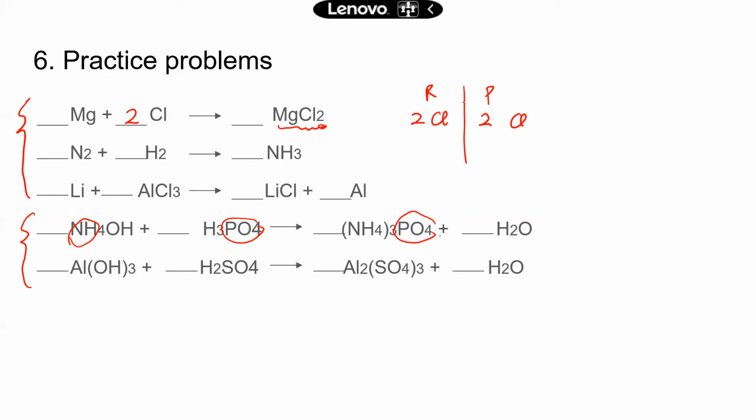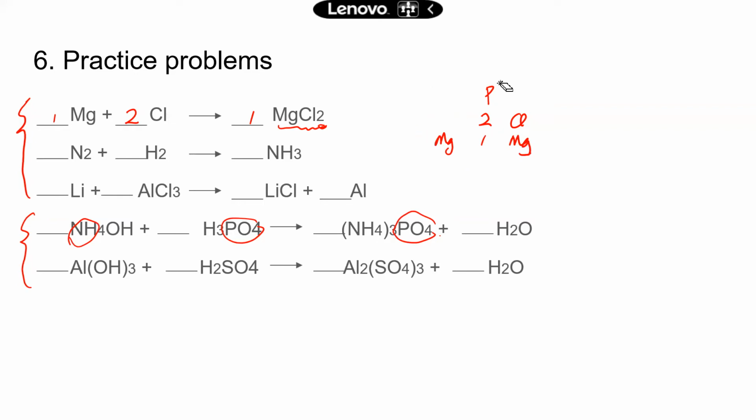And that leaves a magnesium. So you can see this is a 1, because again, if there's no number, that means it's 1, and that's 1. So you have 1 magnesium atom on both sides. So that's balanced as well. So you're done with the first chemical reaction.